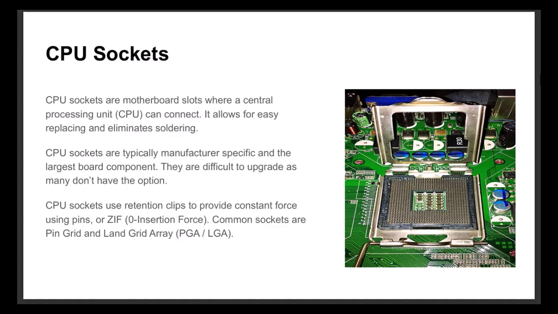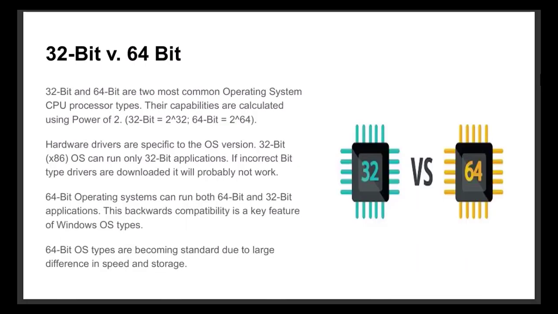That means if you want to replace a CPU, you're going to want to replace it with another unit that is from the same manufacturer that has been designated as the upgrade to that option. Within your CPU, we have two different processor types, 32-bit and 64-bit. And this refers to the amount of processing instructions that an operating system CPU can process at one time.